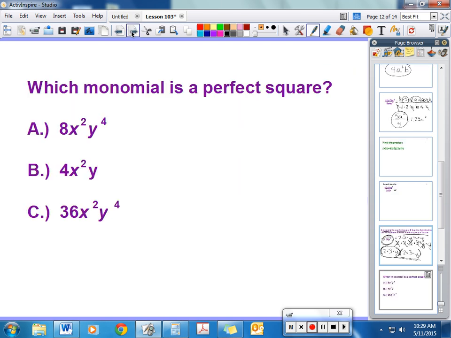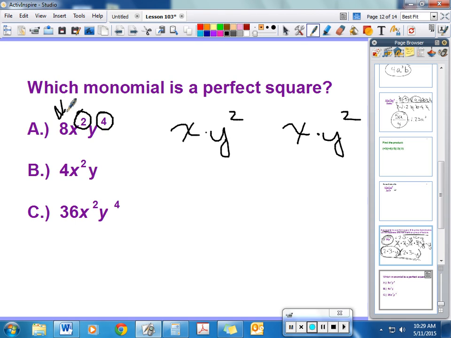Okay, now they've given us a multiple choice, and they want to know which ones are perfect squares. Well, definitely we have even exponents, so we could break those up into two equal groups. We could have an x in one group and an x in the other group. We could have y squared in one group, y squared in the other group. The key, though, is can you split 8 up into two equal groups? Well, the prime factorization of 8 is 2 times 2 times 2. You cannot. So that cannot be a perfect square.